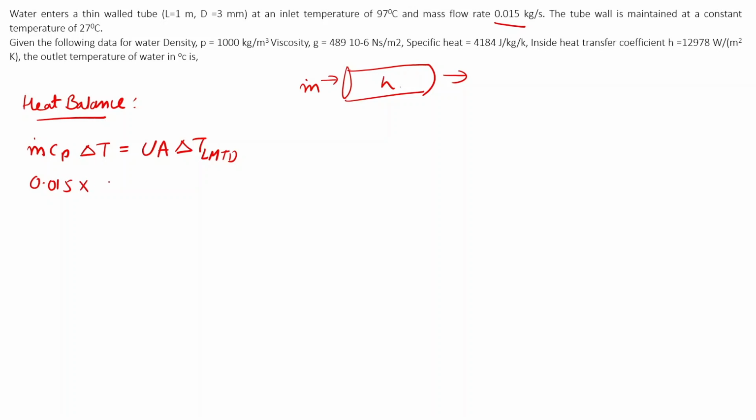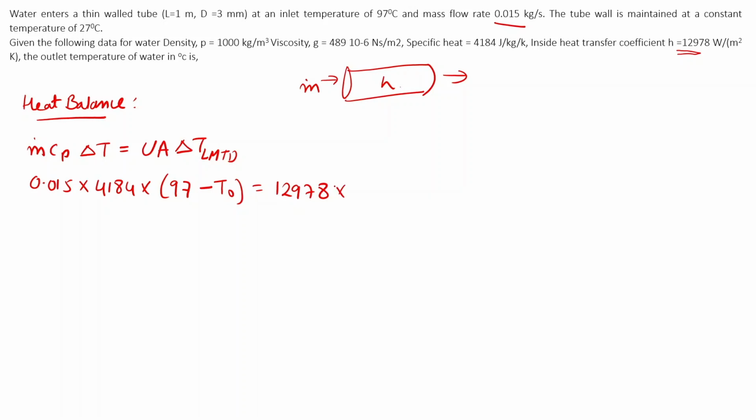Cp we have been given as 4184 joule per kg per Kelvin. Delta T will be the change in temperature across inlet and outlet, so here it will be 97 minus T naught. U is my overall heat transfer coefficient. Here we have been given the inside heat transfer coefficient as 12978, and we can write it as 12978 into area.